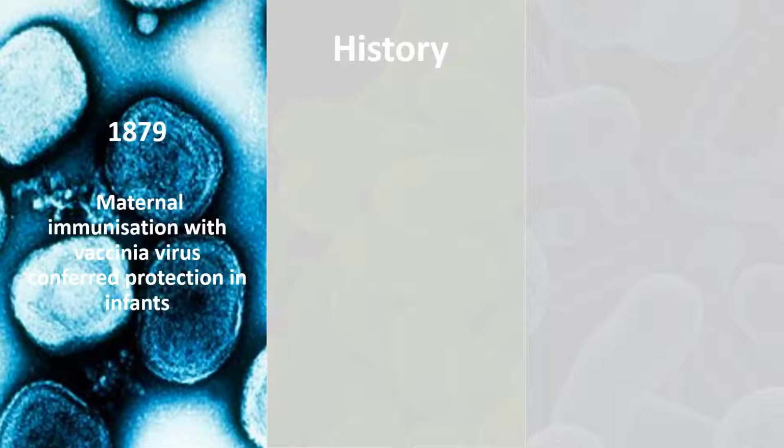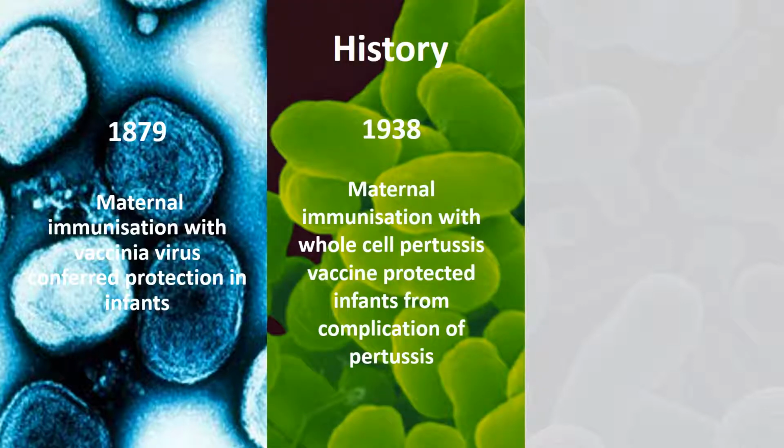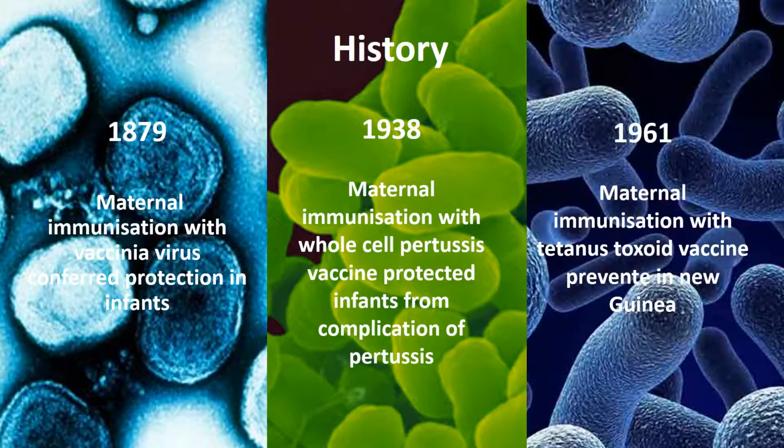Now let's have a quick look at the history, and to mention that maternal immunization passed during history from taboo to indication. In fact, before, we were avoiding vaccination during pregnancy, while now the trend is to give mother and the unborn child the right protection. The first example was in 1879 with the successful use of vaccinia virus to protect infants from smallpox. This was followed by the whole-cell pertussis vaccine, as well as, in 1961, maternal immunization with tetanus toxoid vaccine.